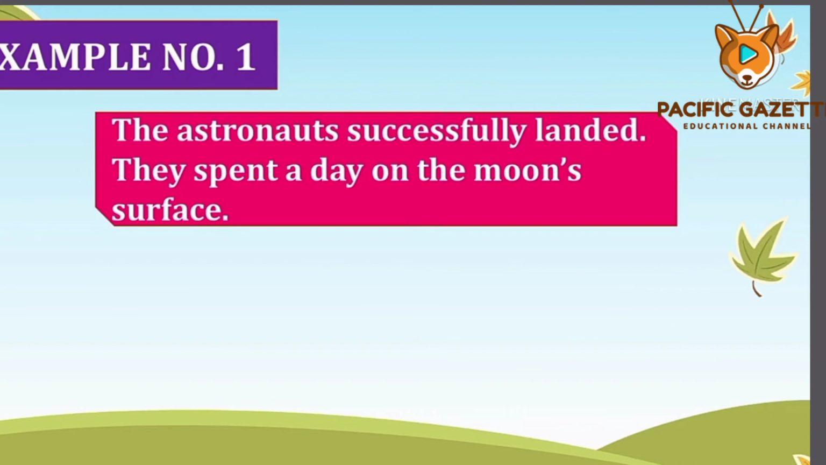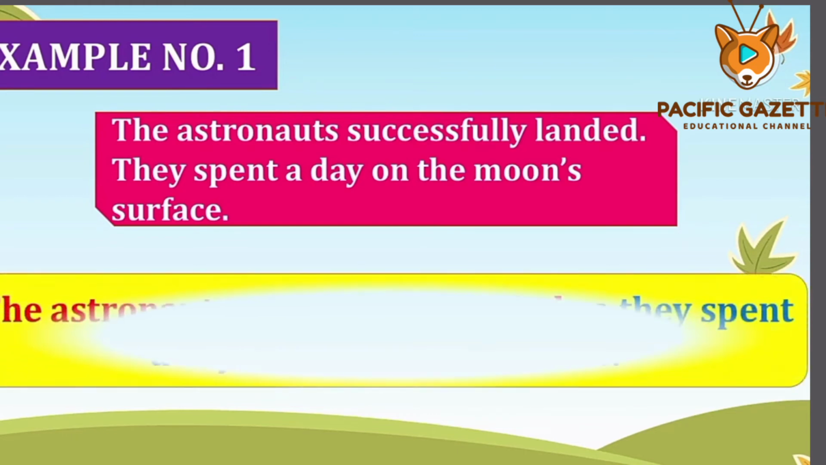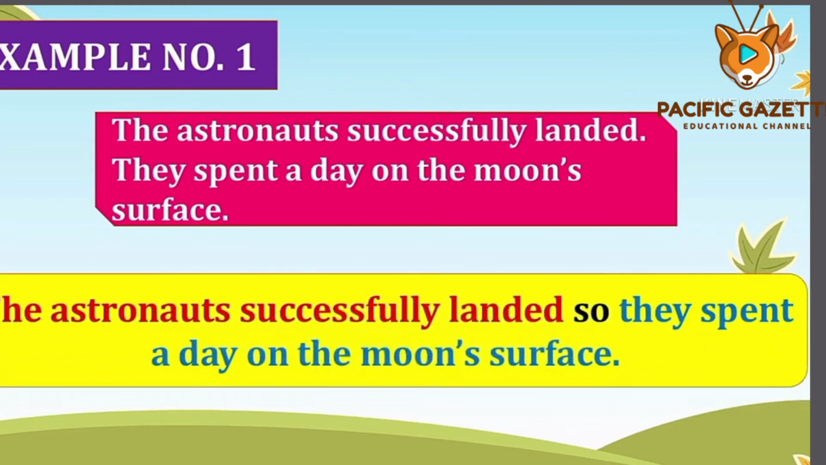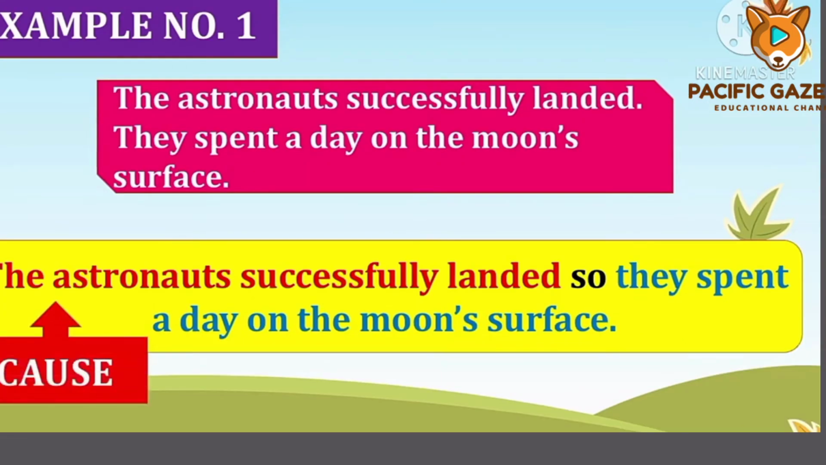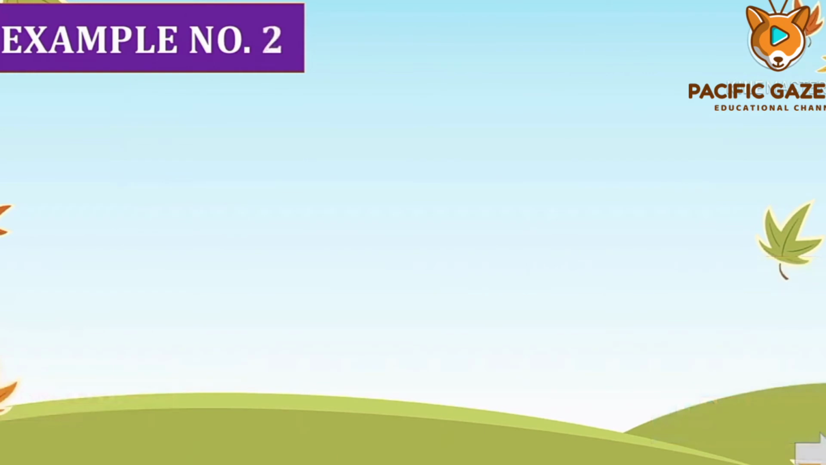Example number 1. The astronauts successfully landed. They spent a day on the moon's surface. We will combine the two simple sentences and that becomes: The astronauts successfully landed, so they spent a day on the moon's surface. The astronauts successfully landed is the cause, and they spent a day on the moon's surface is the effect, and it is being connected with the conjunction so.